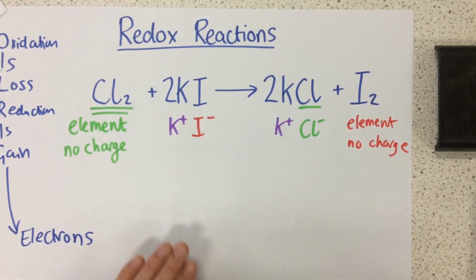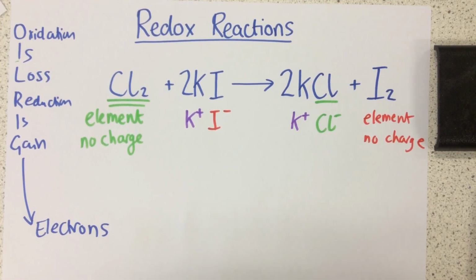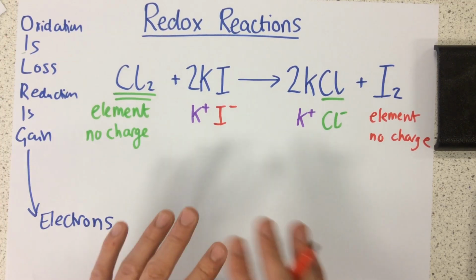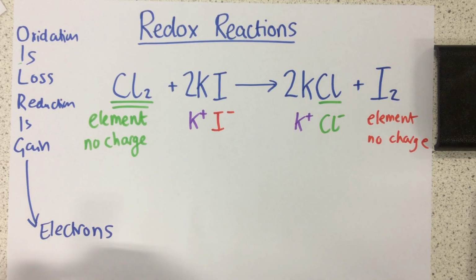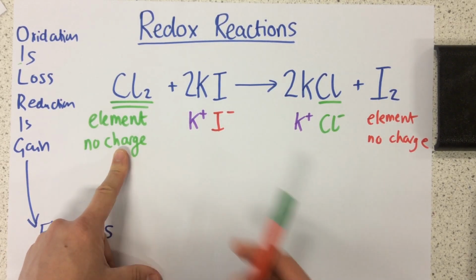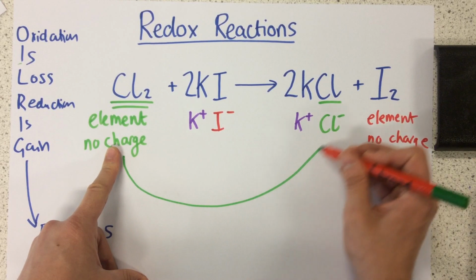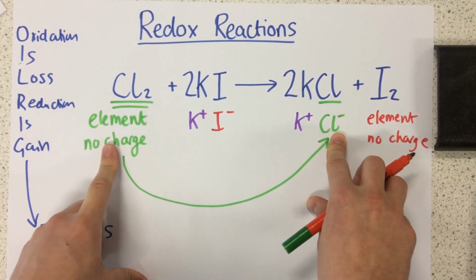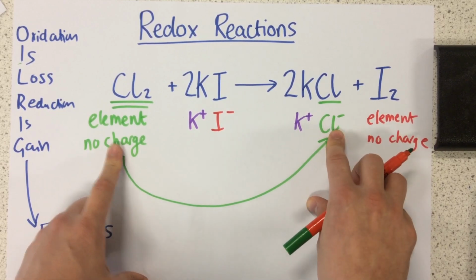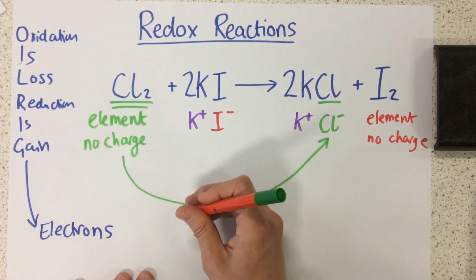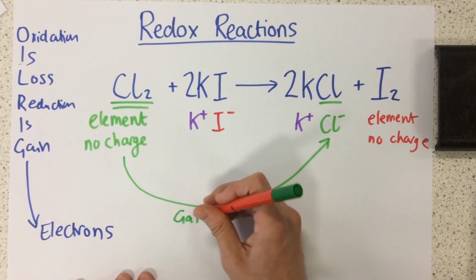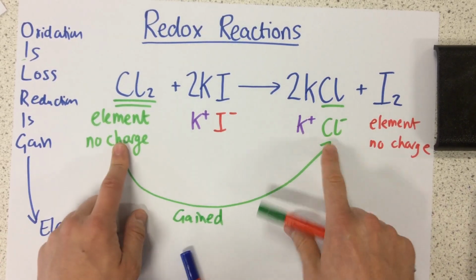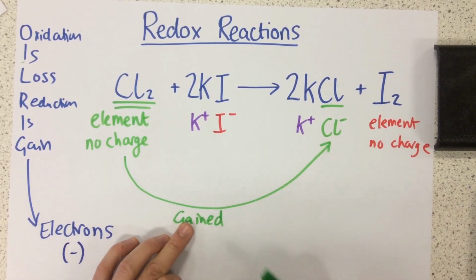Okay? So what we've got to do now is have a little look and try to figure out, has each one been oxidized? Has it been reduced? Or has nothing happened to it at all? So let's start with our chlorine. Over here, it has no charge. Here, it now has a negative charge. So in order to go from no charge to a negative charge, we must have gained electrons, because remember, electrons have a negative charge. So to form this chloride ion, we've gained electrons.